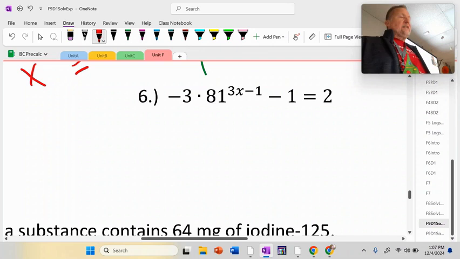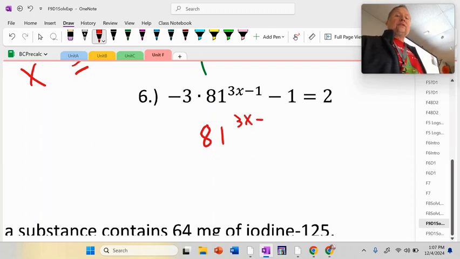Add 1. That's 1. Sorry, I was never good at math. Add 1 to both sides. What's 2 plus 1? 3. Then divide by negative 3. This is interesting.